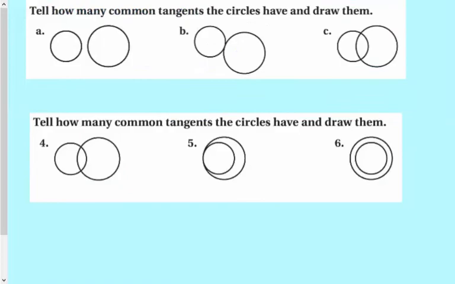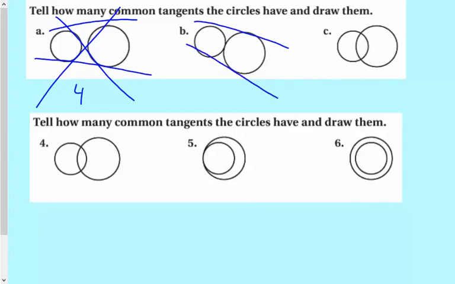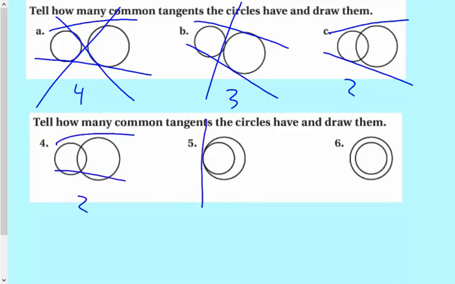I'm going to go over some sample questions here. How many common tangents are there, and then draw them. So we have that one, that one, that one, and that one. So there's 4 for that one. This one has those, and then that one there. This one has those there. So that one's 4, 3, and 2. This one has 2. This one has 1, and this one has 0. So those are what we call common tangents.